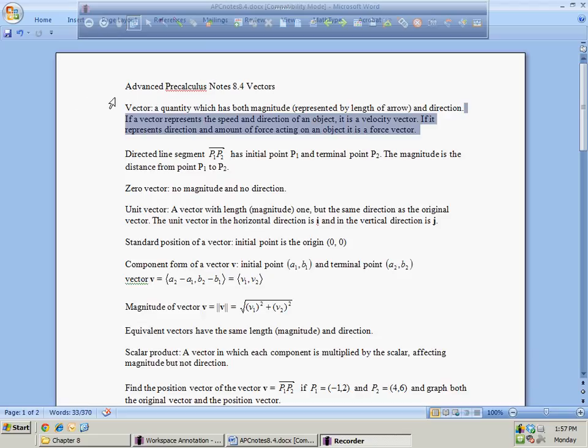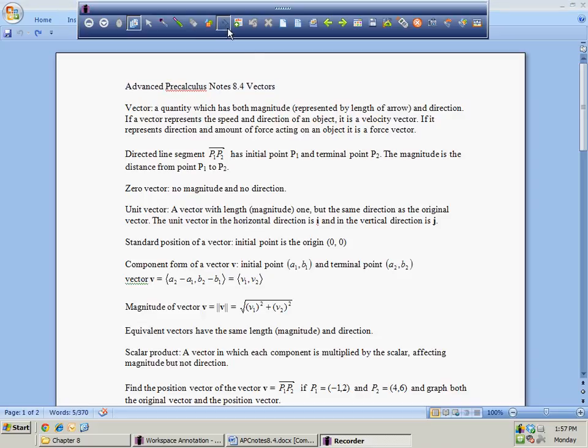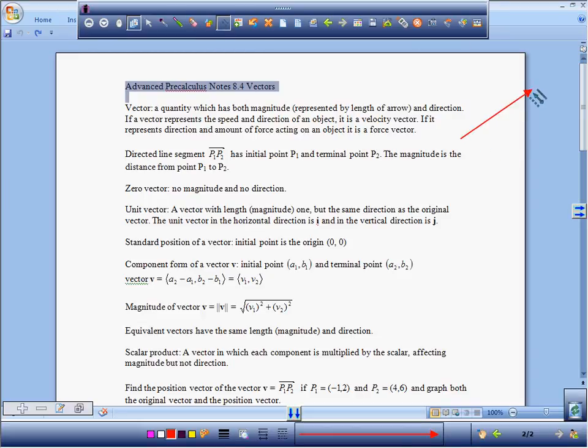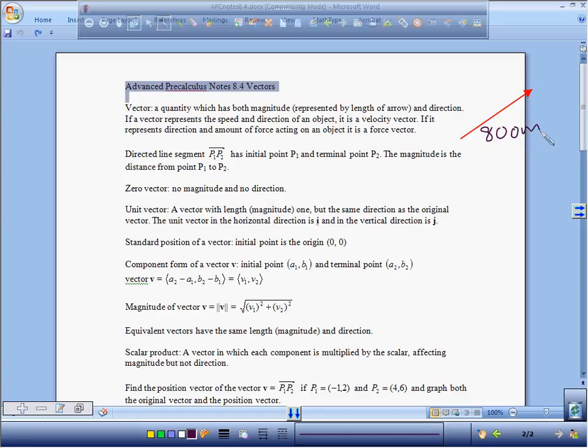That'll work. Okay, so with this one, a vector is a quantity which has both magnitude and direction, usually represented by an arrow. If a vector represents the speed and direction of an object, it is a velocity vector. If it represents the direction and amount of force, it's a force vector. So vectors just look like lines with arrows on the end. This might indicate a plane going 800 miles an hour, which is pretty fast for a plane, you'd be breaking the sound barrier. It has a direction because it's a vector, and it's going in that direction.